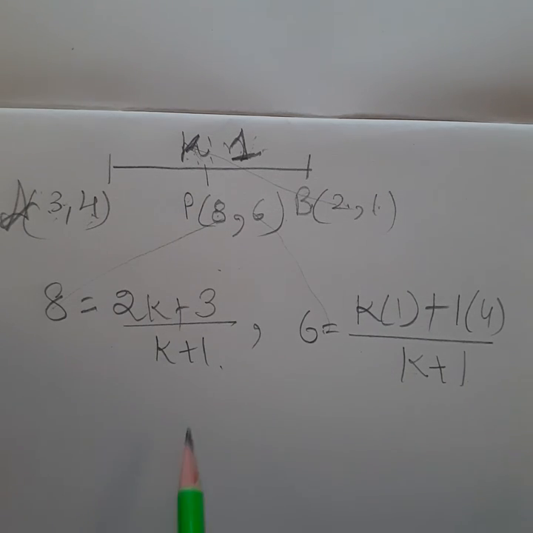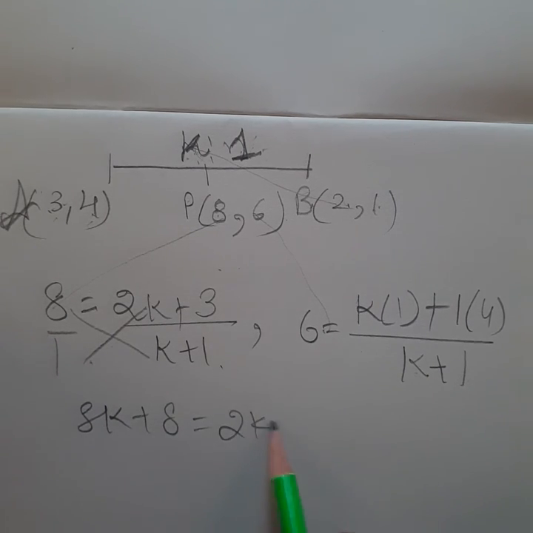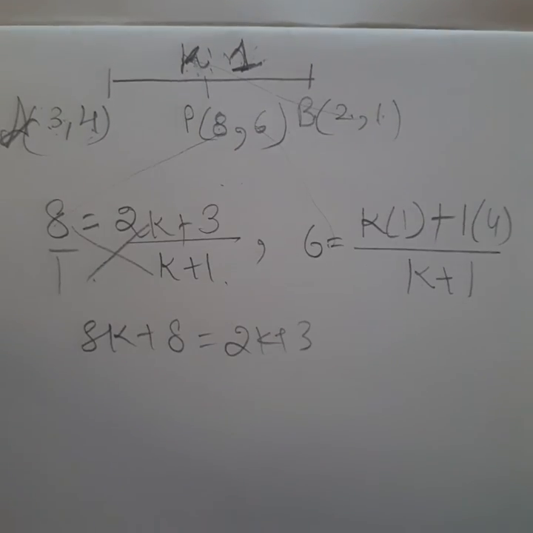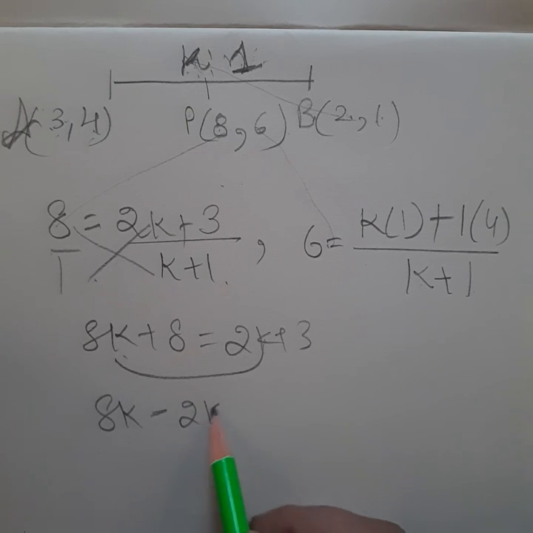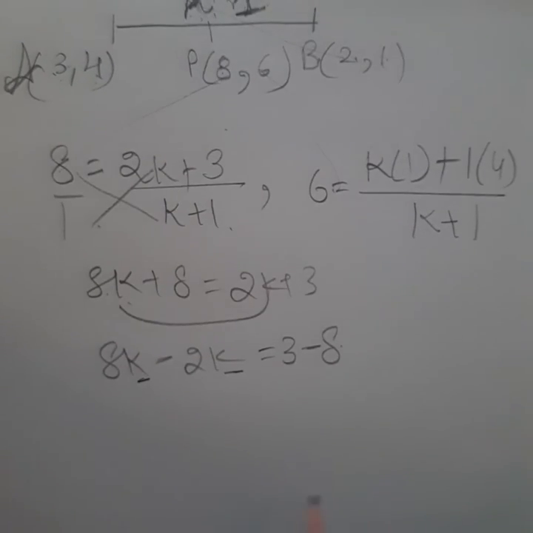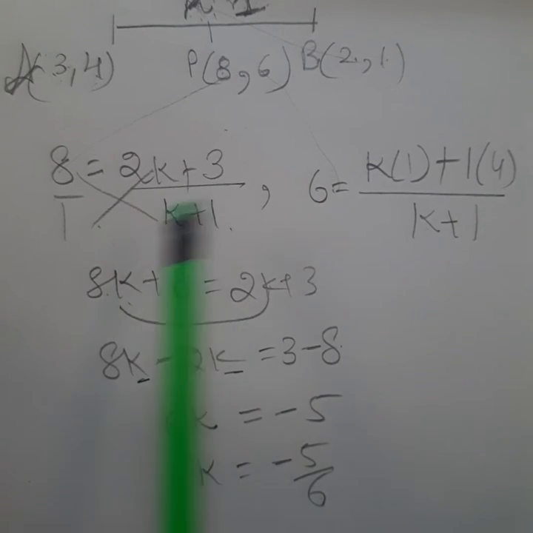Now you have to cross multiply, and you can multiply it like 8k plus 8, and you get 2k plus 3. You can solve any type of digits, and you can subtract the terms of k, and you can separate the variables and constants, and you get 6k equals minus 5. So in this way you get the value of k, that is minus 5 upon 6.